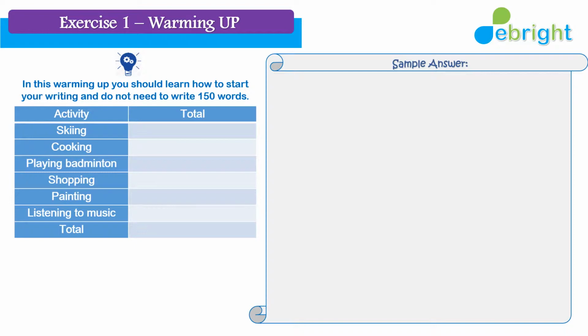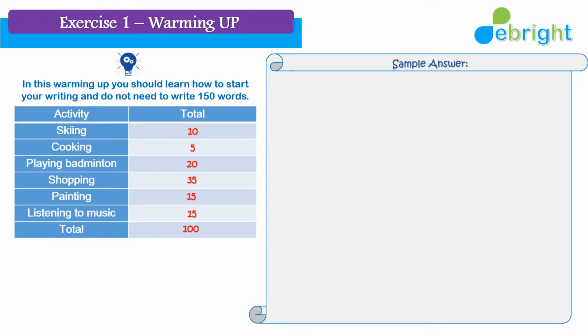So let's start from skiing. Let me make 10 people. While cooking, we've got 5. After that is playing badminton, we've got 20 persons. And then the next activity is shopping with 35. And then we've got painting. Let's say we have 15. And listening to music, sometimes we have also the same number, 15. So the total will be 100.